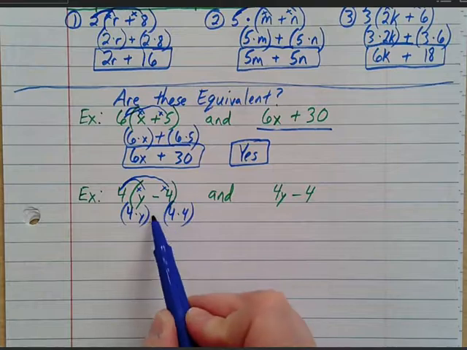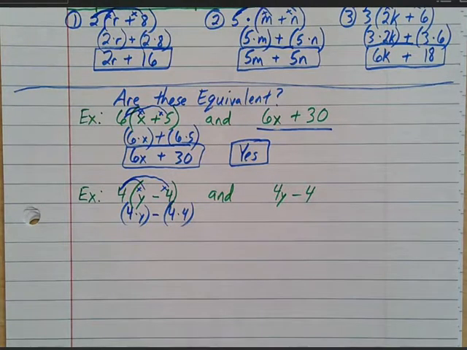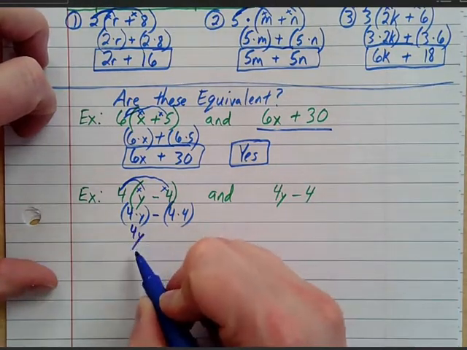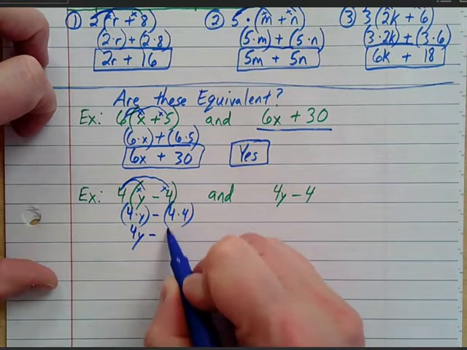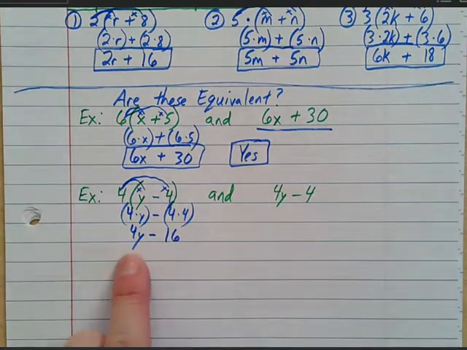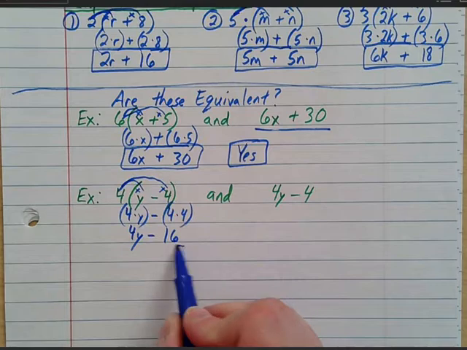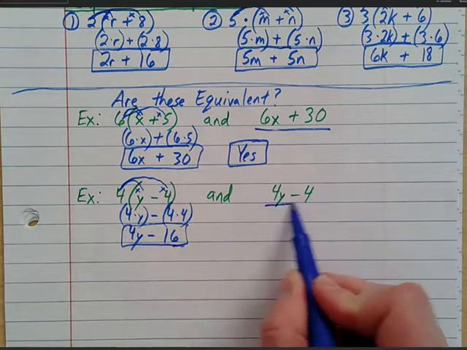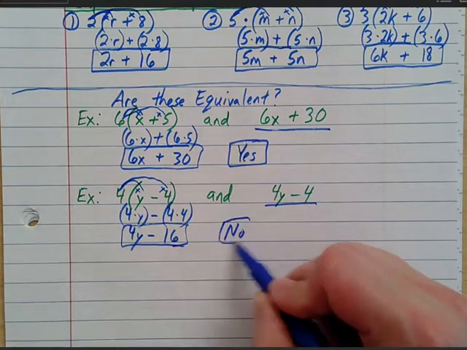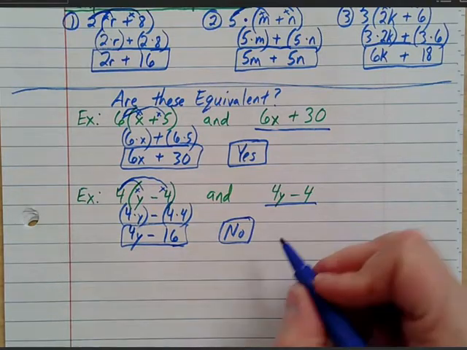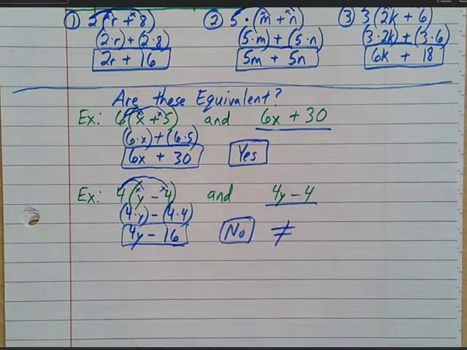And this one has a minus between them, so you just put a minus there. 4 times y is 4y. Your minus comes down, and then 4 times 4 is 16. So here we go. Is 4y minus 16 the same as 4y minus 4? You should be saying no. These ones are not equivalent. This is not equal to, not equivalent. It's an equal sign with a slash through it. They are not equivalent.